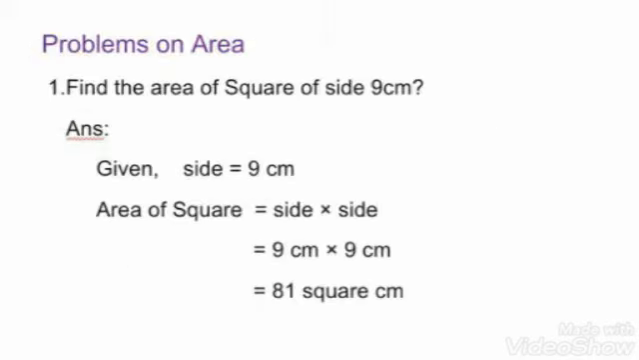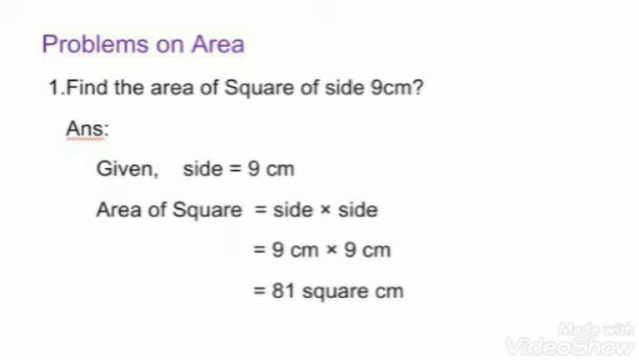So problems on area. Find the area of square of side 9 centimeter. What is given? Side is equal to 9 centimeter. So it's an easy formula. Area of square is equal to side into side. 9 into 9, which is equal to 81 square centimeter. So just multiply side into side. You will get the area of square.